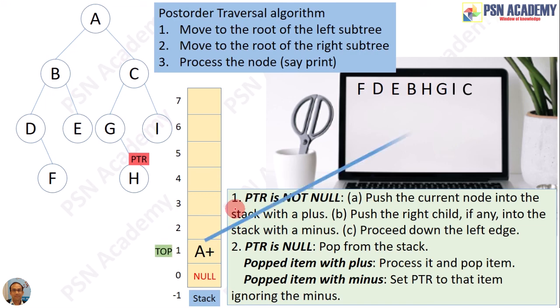Again we go for popping. A plus comes out and is processed. We go for popping again. Null comes out. This signifies that our post-order traversal is over. This is the way a post-order traversal algorithm works.